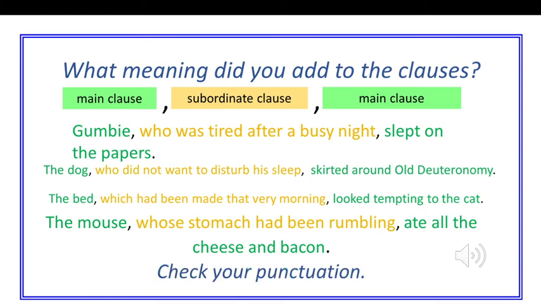So if you've written your own sentences with relative clauses, just check your punctuation and make sure you have a comma at the beginning of your relative clause and at the end.